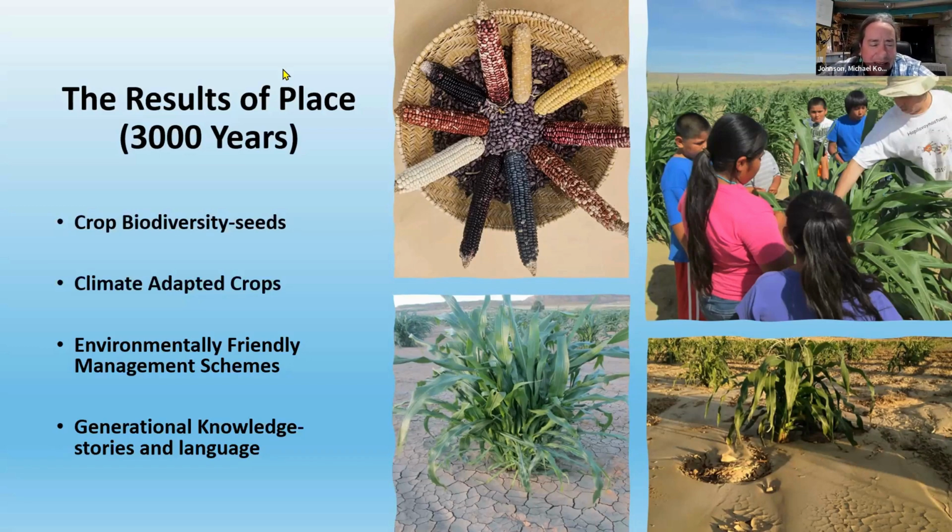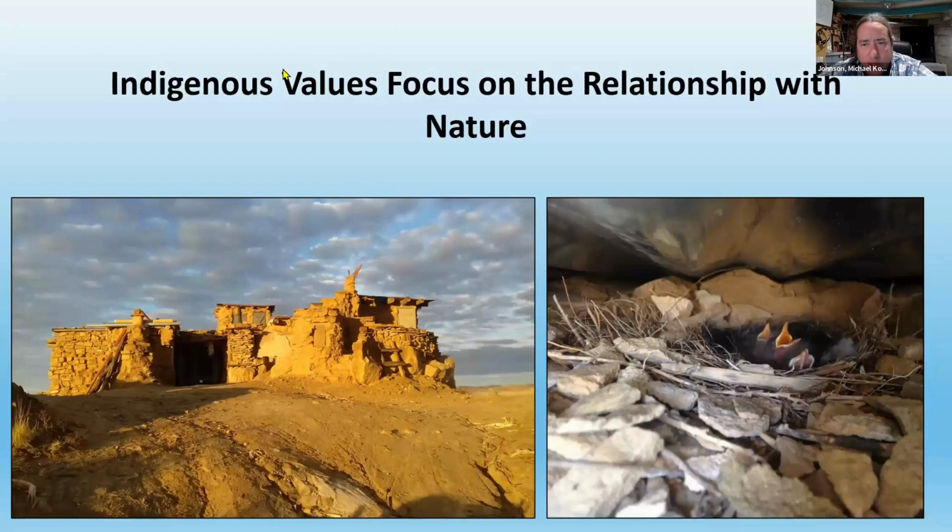So these environmentally friendly management schemes are very important. And also this general knowledge, like stories and language, is very important to reinforce these ideas and traditions. We try to make it fun, like the kids in the picture, to make them enjoy what they're doing and to encourage them to do these things. And that's the importance of generational knowledge being passed down from generation to generation. In my case, I'm a 253rd generation farmer. I think it switches from 250 to 253 once in a while, but I'm still pretty up there. So, you know, these indigenous values focus on the relationship.